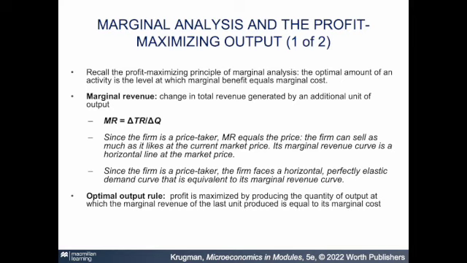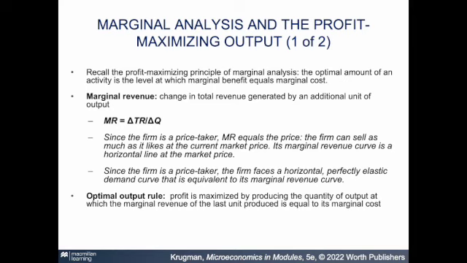5. Marginal analysis and the profit-maximizing output. 1 of 2. Recall the profit-maximizing principle of marginal analysis. The optimal amount of an activity is the level at which marginal benefit equals marginal cost. Marginal revenue is the change in total revenue generated by an additional unit of output. MR equals delta TR / delta Q. Since the firm is a price taker, MR equals the price; the firm can sell as much as it likes at the current market price.